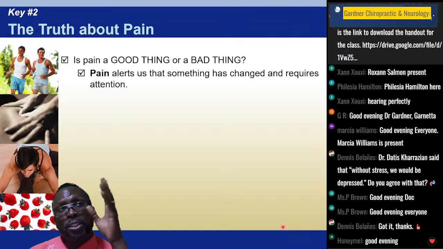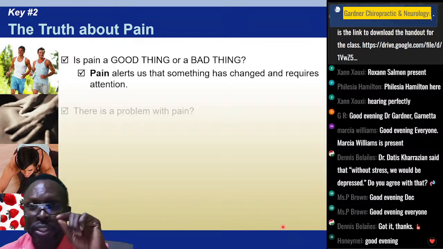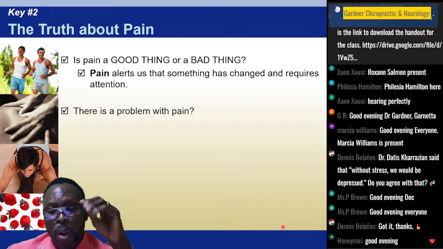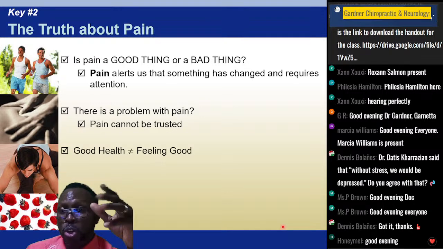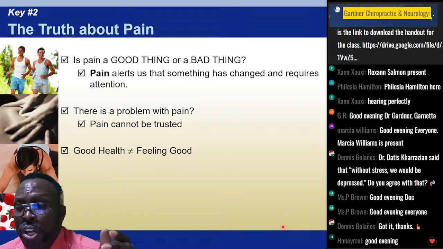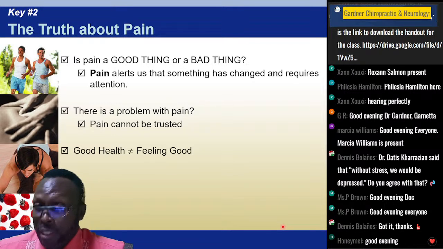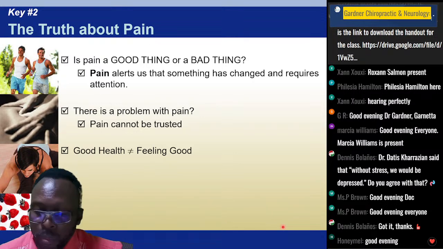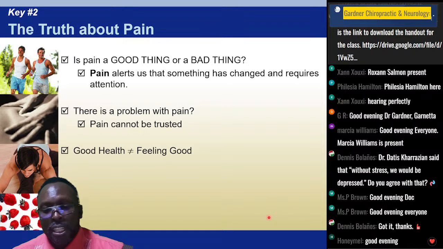So, whether it's good or bad, we know that it has a purpose, and the purpose, as written on the screen, is that pain alerts us that something has changed and needs our attention. But the problem with pain is that you can't trust it to always be there as your warning. Because sometimes you feel good and you think because you feel good, your health is good. But the reality is that good health is not equivalent to feeling good.